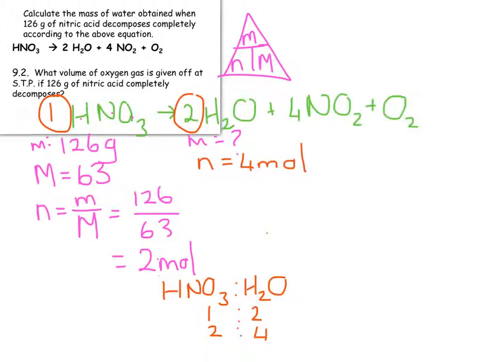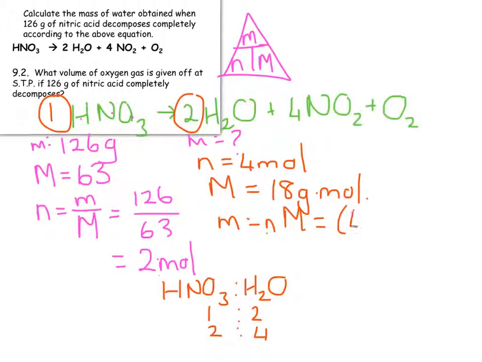I can also work out the molar mass of water very easily. 1 plus 1 plus 16 is going to give me 18 grams per mole. Going back up to the triangle, I now would like to find out the mass. So it's going to be number of moles times molar mass. Mass equals number of moles multiplied by molar mass. And I go 4 times 18 and land up with an answer of 72 grams.